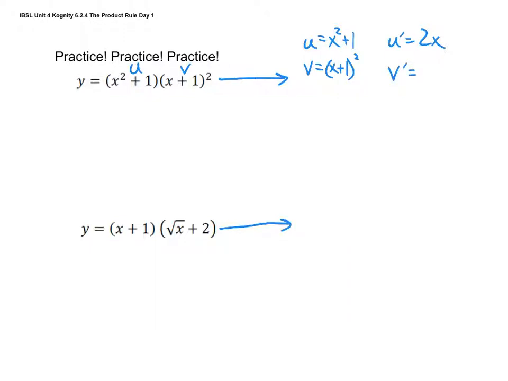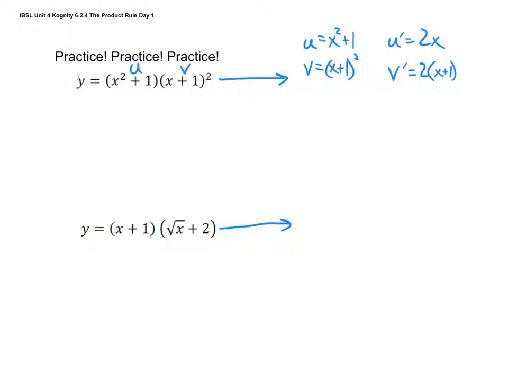can you do your chain rule without writing it all out? 2 times x plus 1 to the first, the outer function is the square, times the 1, which is the derivative of the inside. Anything times 1 is itself. So it's just 2 times x plus 1.